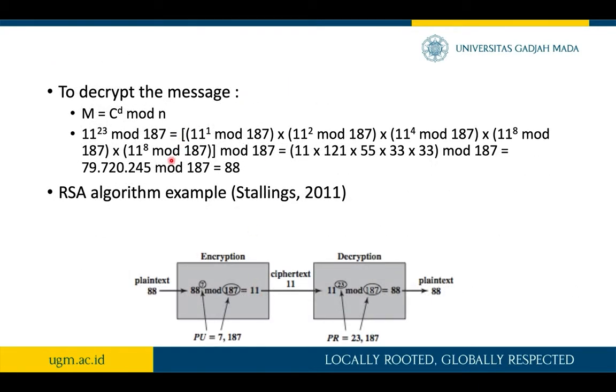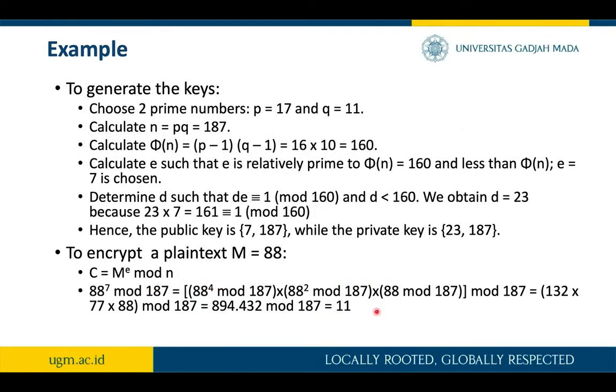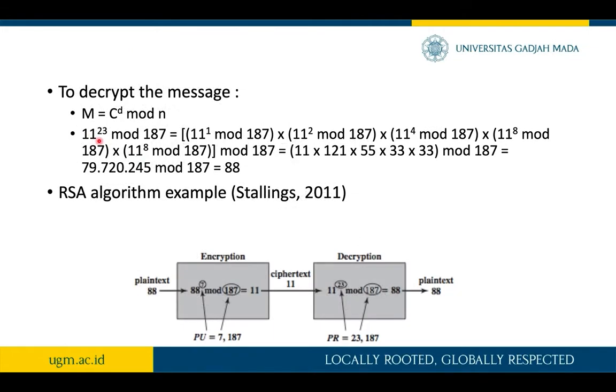And at the receiver side, we need to decrypt the message based on this formula. So here we use c to the power of t modulo n. T is 23, while c here is 11. So it is 11 to the power of 23 modulo 187. And the result, of course, should be 88, the original message.